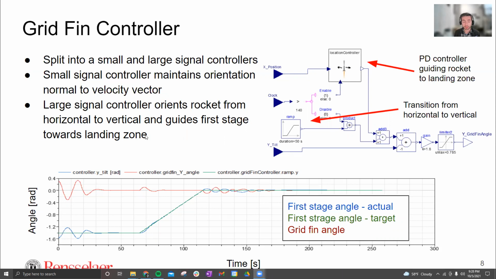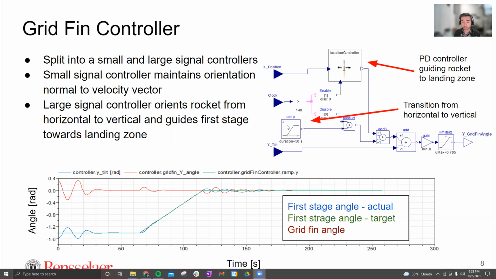So that's a predetermined destination on the ground where the rocket has to get to. On the far right here, you see the model of the large signal controller. At the top there, you can see this location controller. That's looking at the position on the ground and adjusting the grid fin angle so the rocket can get there. That's just a PD variant controller.